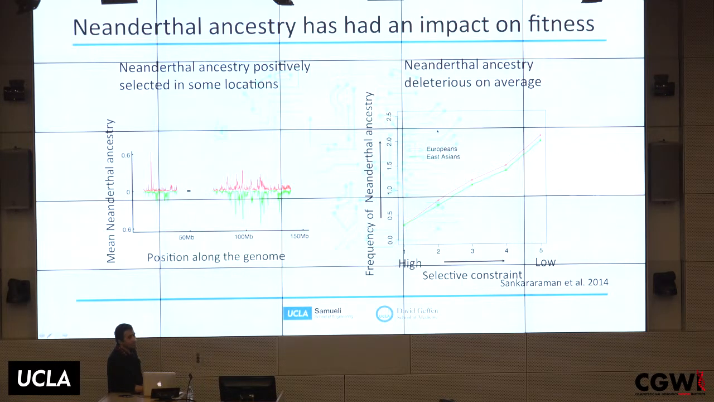On the other hand, there are actually places where there is a depletion. What we find genome-wide is that in many places in the genome which are under high selective constraint, for example close to genes, there is a depletion of Neanderthal ancestry in Europeans and East Asians. This is consistent with the fact that these are deleterious. And there is a debate on what was the mechanism that led to this deleterious consequence.